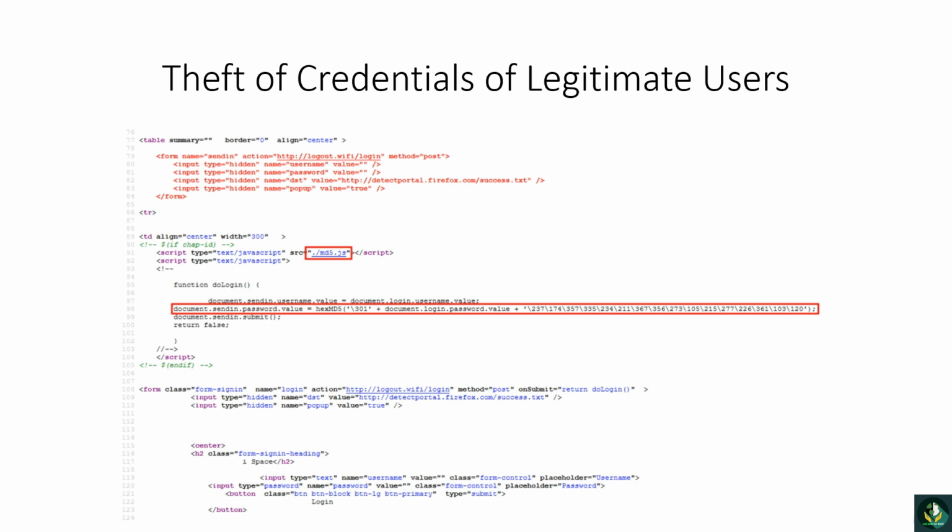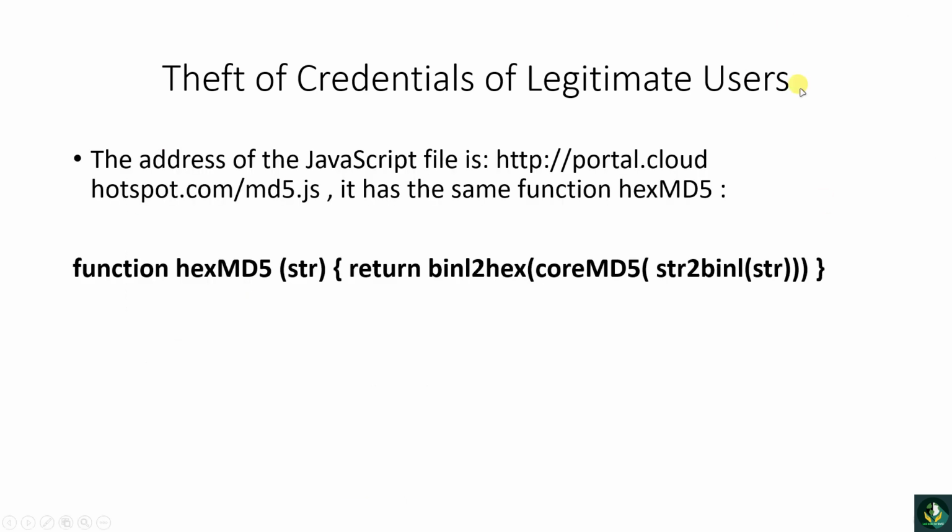The address of the JavaScript is like portal.md5, which is this one, portal.cloud https. So it has the same function as hex md5. Apparently the password is first converted to a binary string, then its md5 hash is computed, then the binary string is converted to hexadecimal. You can say that I was not lucky.